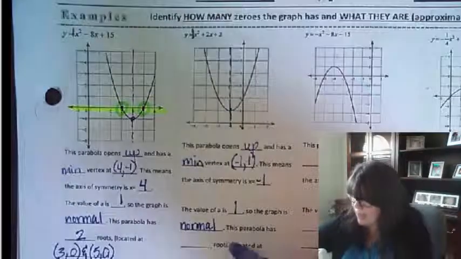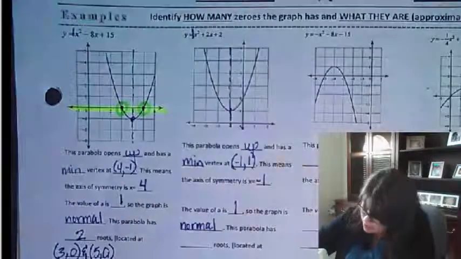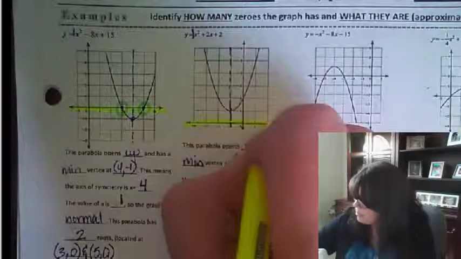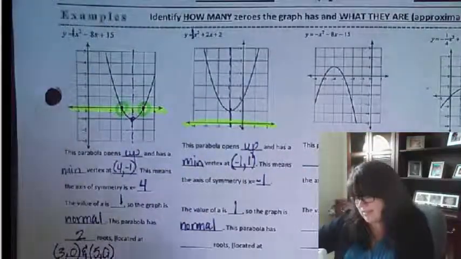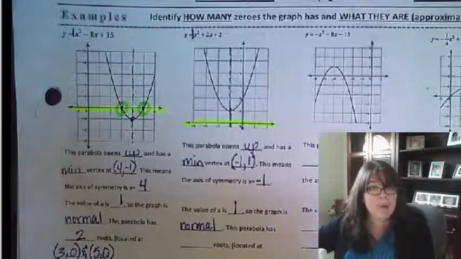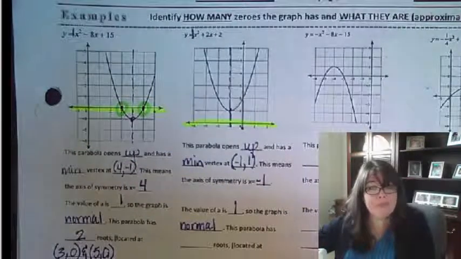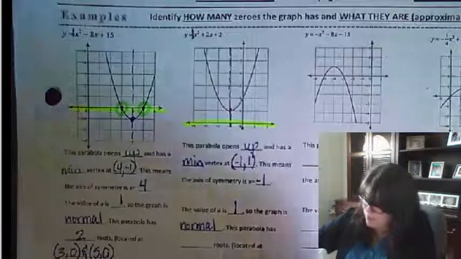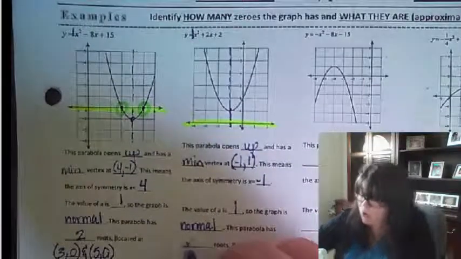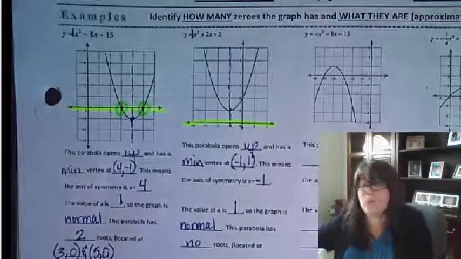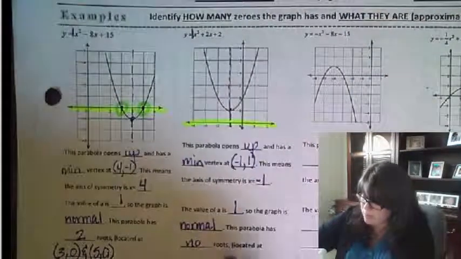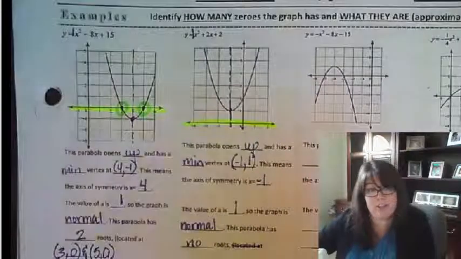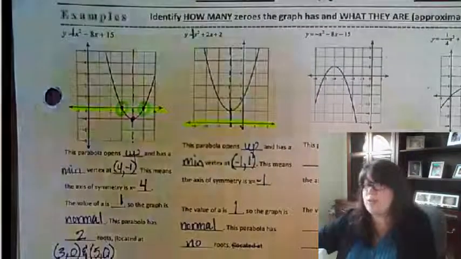This parabola has, okay, we're talking about roots, so I'm going to highlight the x-axis, and I'm looking, where does this parabola touch the x-axis? Uh-oh, it doesn't touch it at all. So this parabola has no roots. No real roots, anyway. So it has no real roots, and you don't need to fill out the rest of it because there isn't a location. Okay, so I'm going to leave these two for you to do.